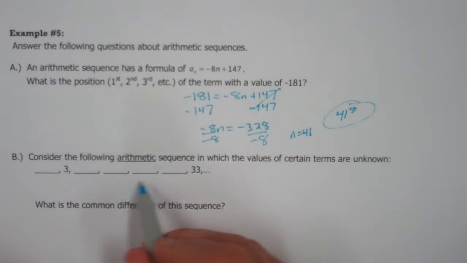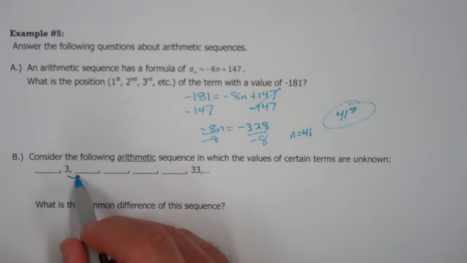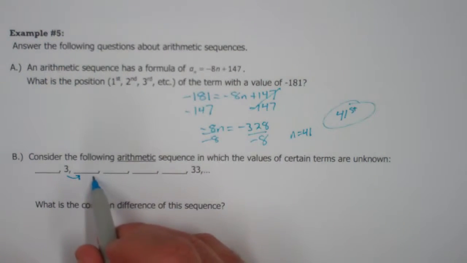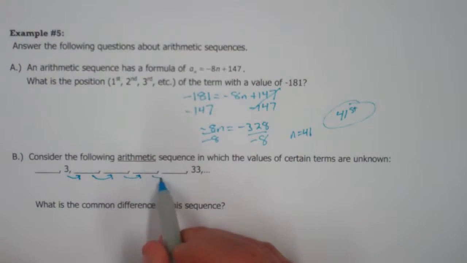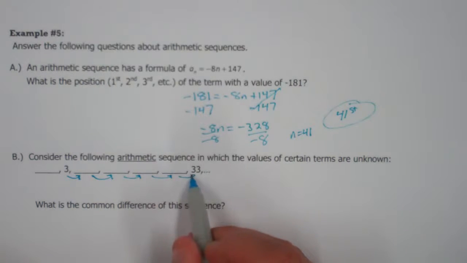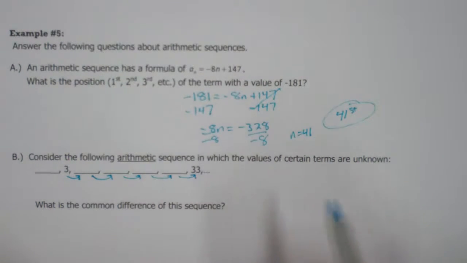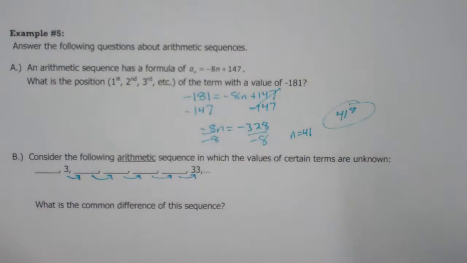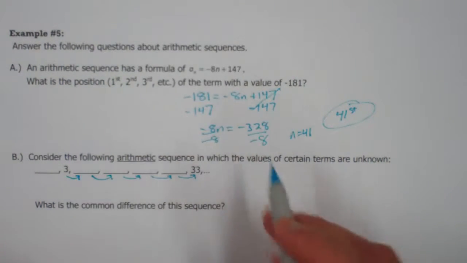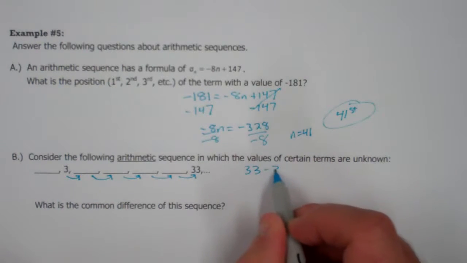If we want to go from 3 to 33, and we're missing a few terms, we're going to have to add whatever D is once, twice, 3 times, 4 times, and actually 5 times to get from 3 to 33. Each one of these arrows represents that D. We don't know what it is. We know it's positive, though. If we're going from 3 to 33 and adding, we're going to have to be adding a positive value. The difference between 33 and 3 is 30.